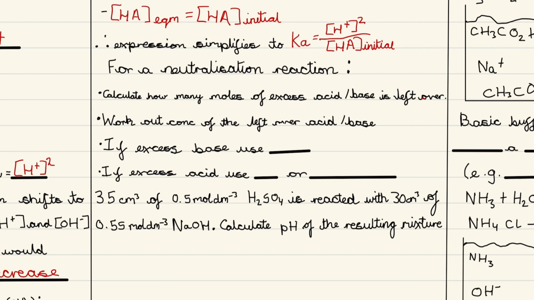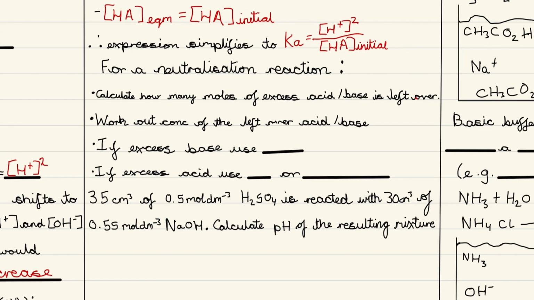So for a neutralization reaction, calculate how many moles of excess acid or base is left over. Work out the concentration of leftover acid or base. If it's excess base, use Kw. If it's excess acid, use Ka if it's a weak acid, or pH equals minus log H plus if it's a strong acid.